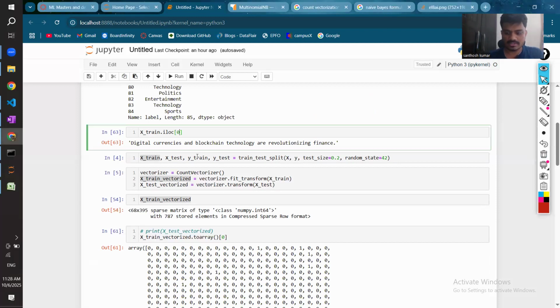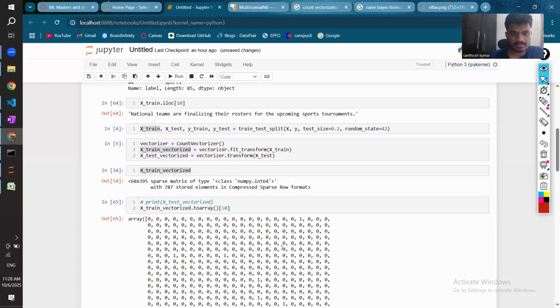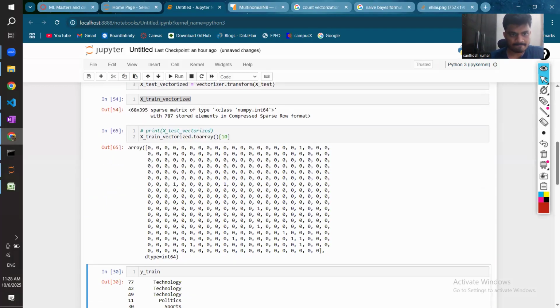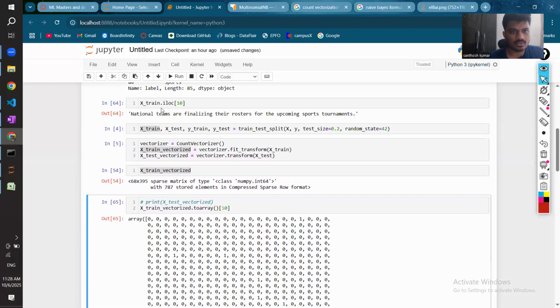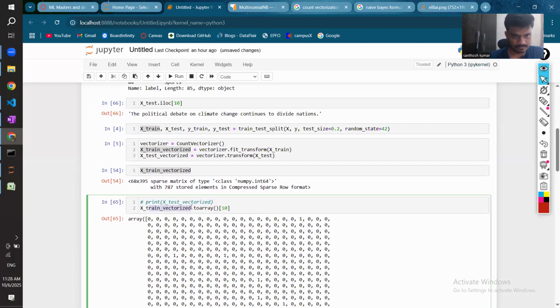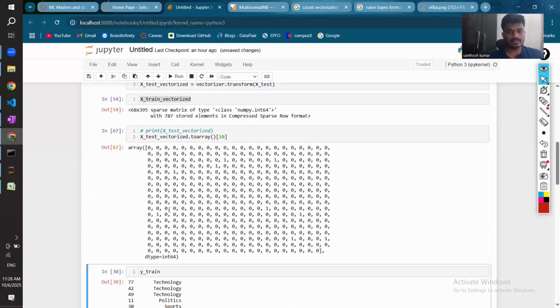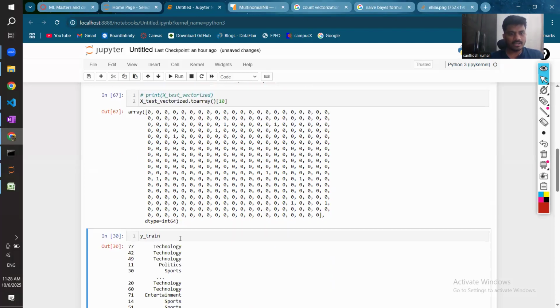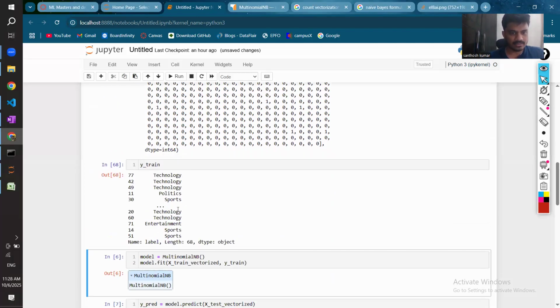For example, for the 10th row there is a different corresponding feature. Similarly for X test, this is the 10th row in X test. And y train is this one: technology, etc. Now training is very simple.